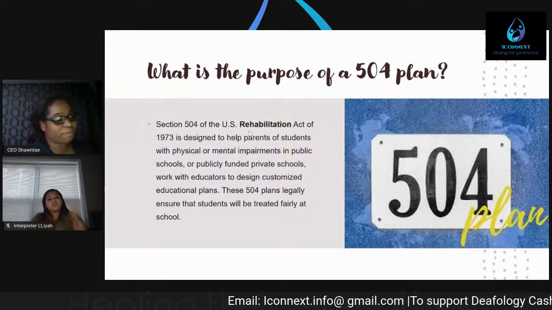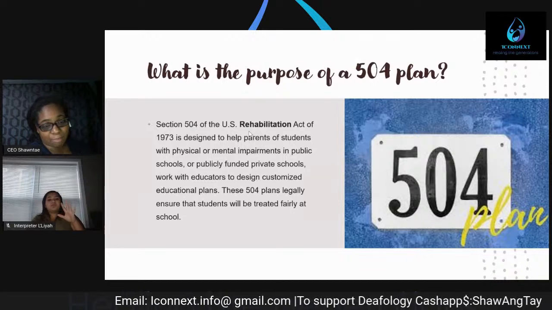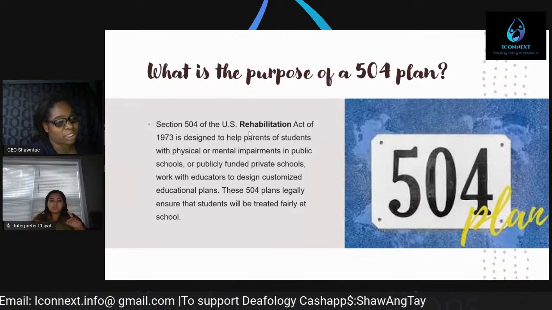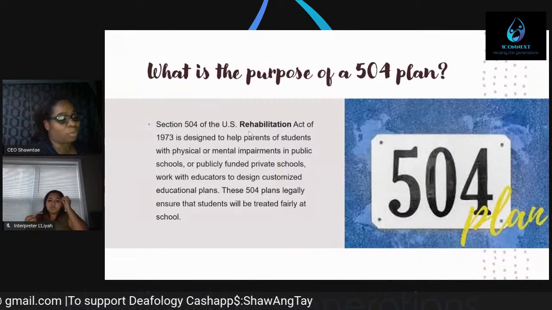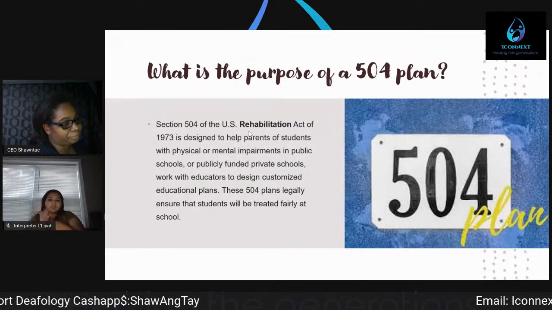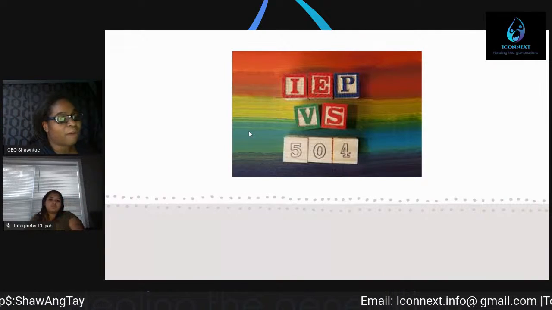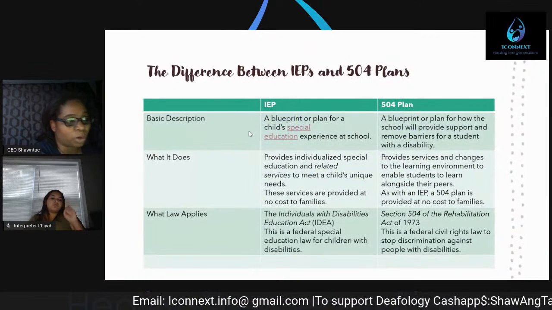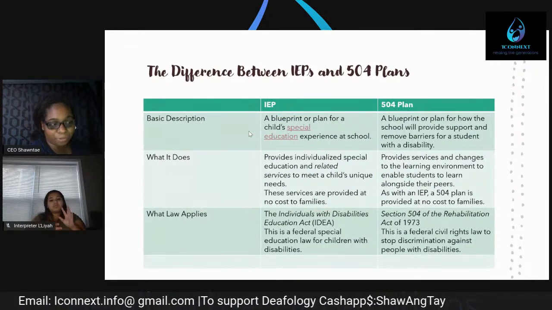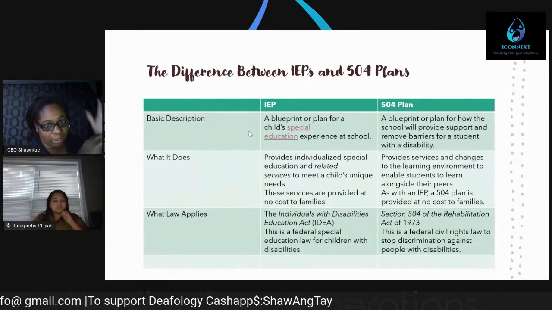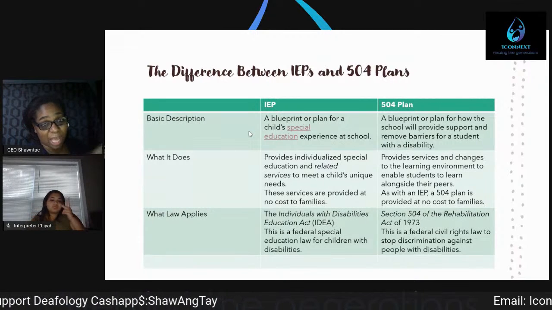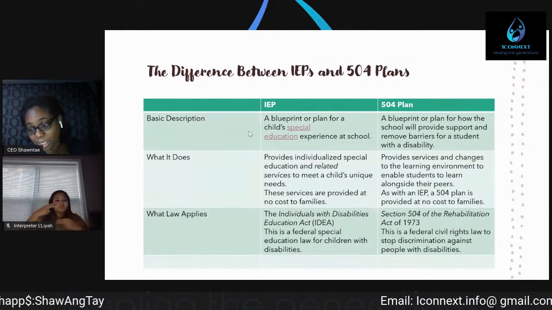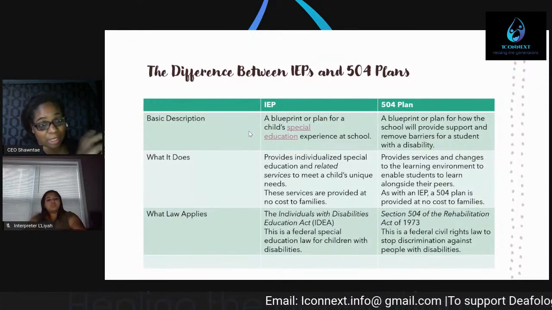What is the purpose of a 504? I think we stated that before, but this was just a little bit more information about what's the purpose of a 504. IEPs versus 504. So we're going to go over a couple of differences. We won't go over a lot because I think there's like 3 or 4 slides of this, and I don't want to keep you on here all day because I was late.